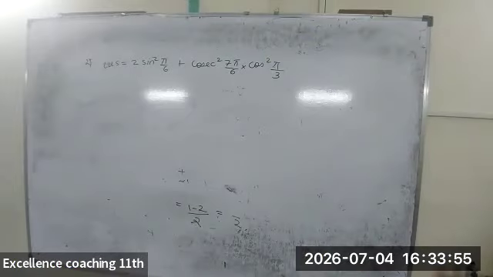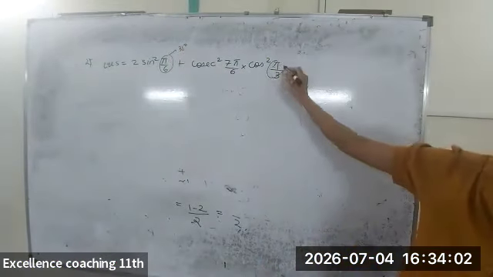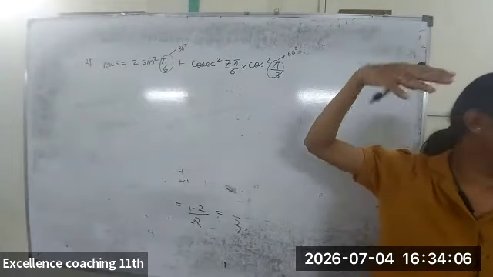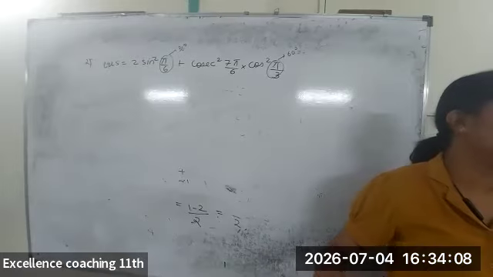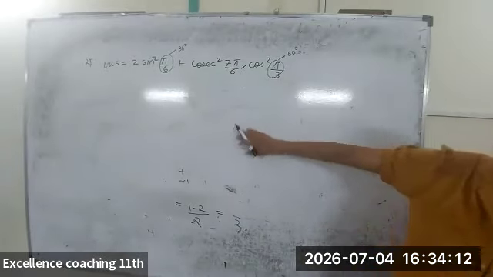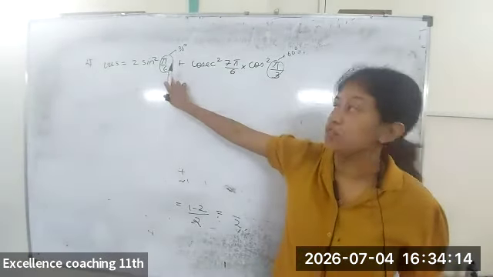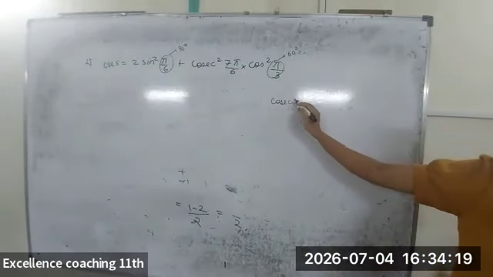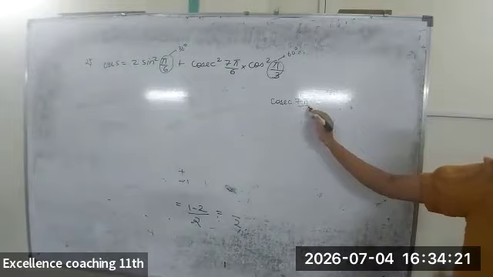Now this is straight away pi by 6, which means 30 degrees, and this is 60. But this is a different fellow, a bigger number. 7 pi by 6 means 7 into 30 like that. So first we'll have to find out this one's value. So what we'll do is find out cosec of 7 pi by 6.